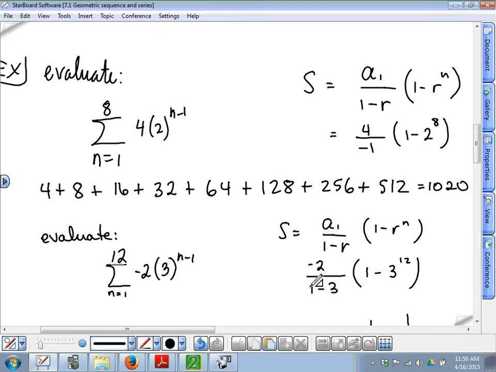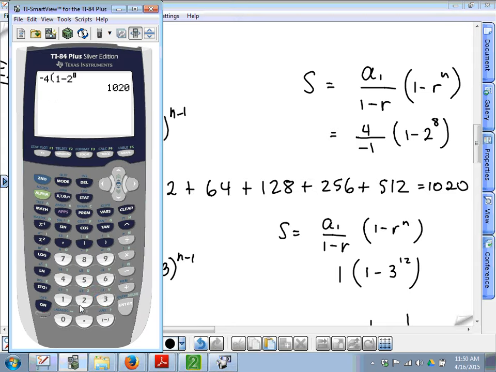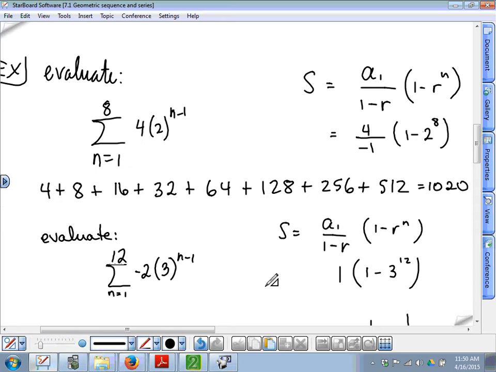So, -2 divided by -2, that's just 1. So really all I've got to type in is 1 minus 3 to the 12th power. It's going to be -531,440.